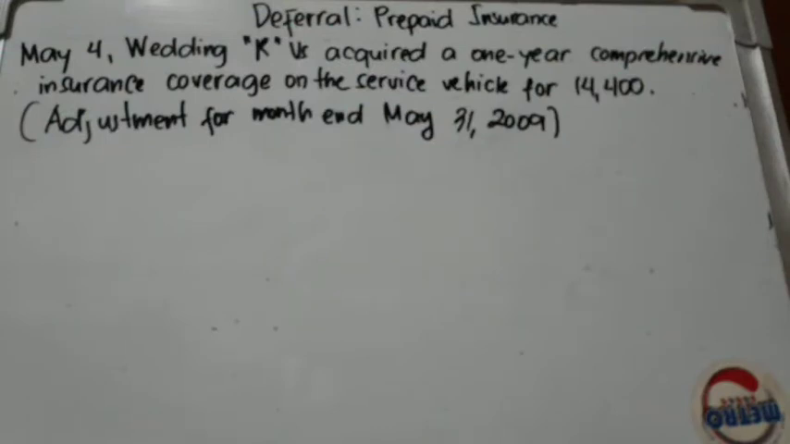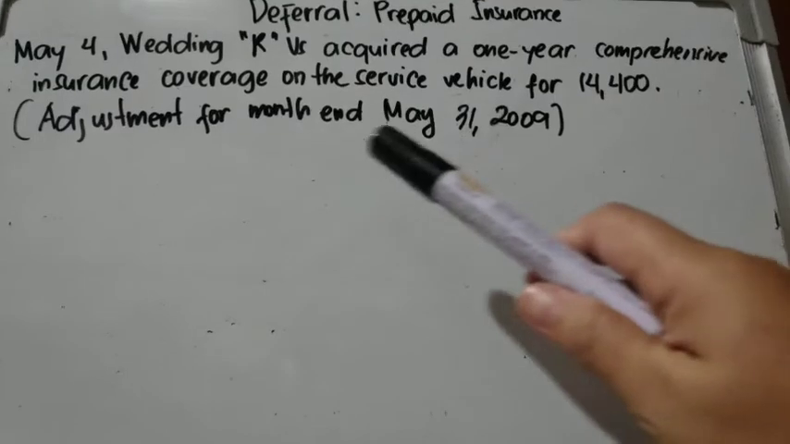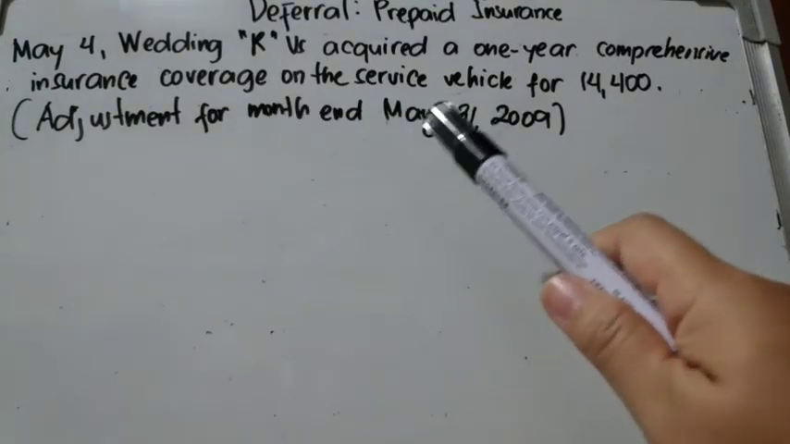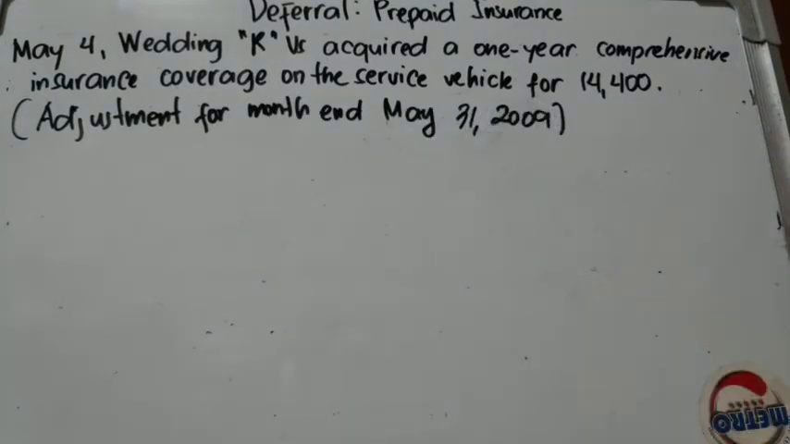Okay, we will proceed to the next type of adjustment for deferral for the account prepaid insurance. So, this is an expense already paid but not yet incurred. So, for the adjustments, there are adjustments where, before the problem is given, it has already been stated what the year end of the adjustment is. So, for this adjustment, it is for the month end May 31, 2009.